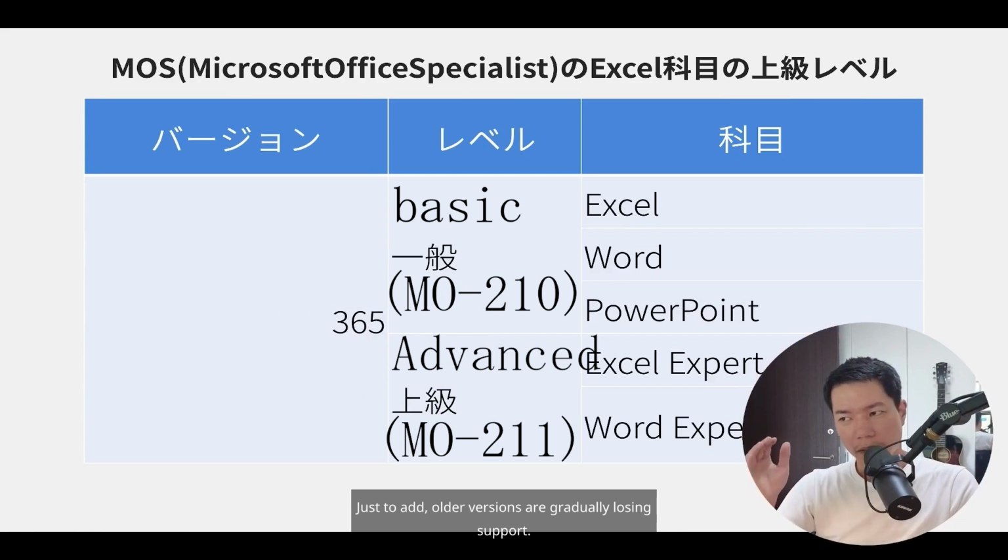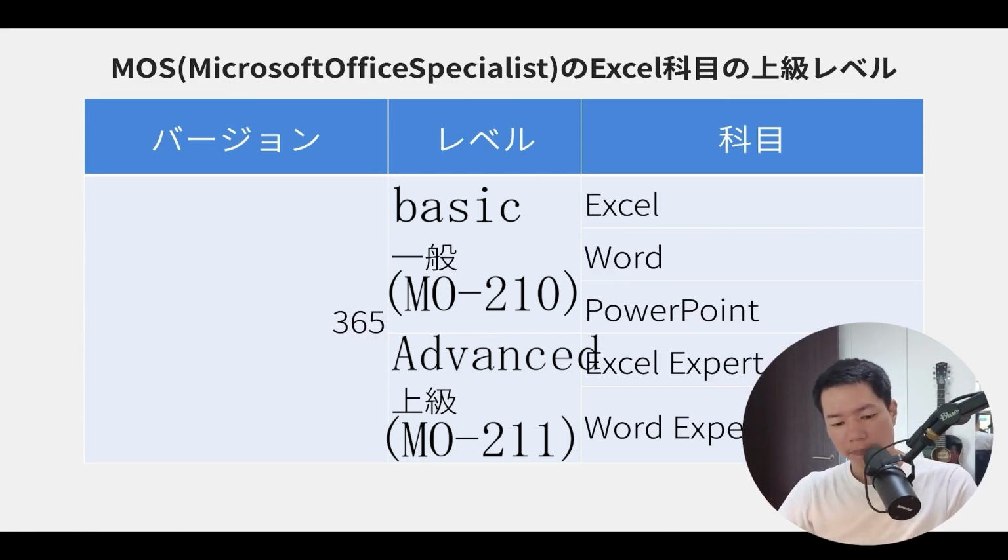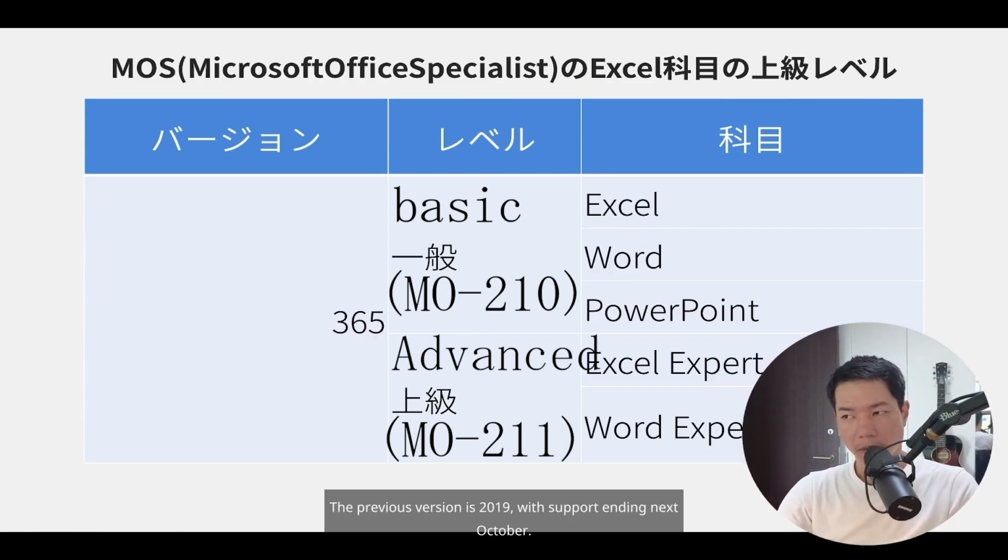Just to add, older versions are gradually losing support. The previous version is 2019, with support ending next October. Office 2019 will be obsolete, making it better to take the latest version.